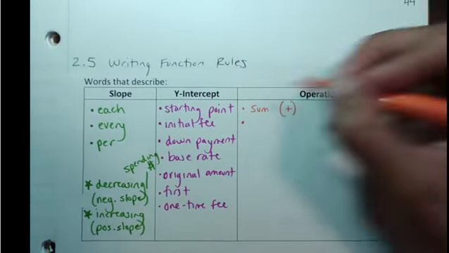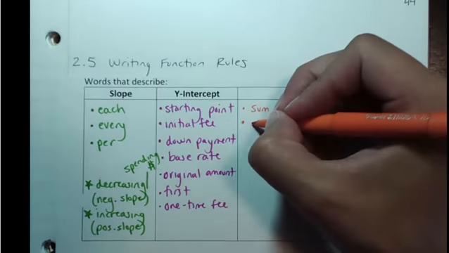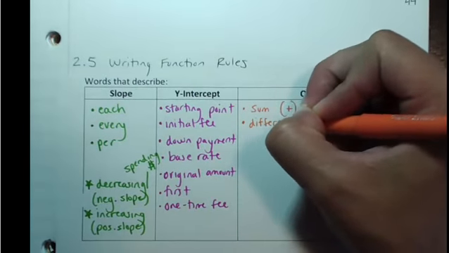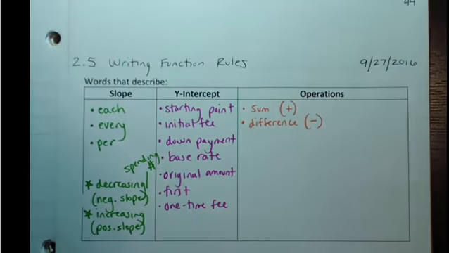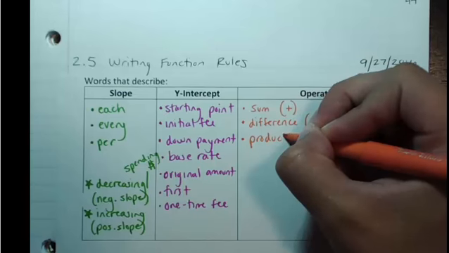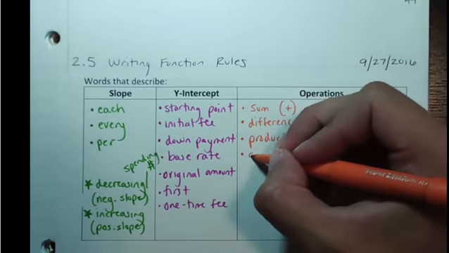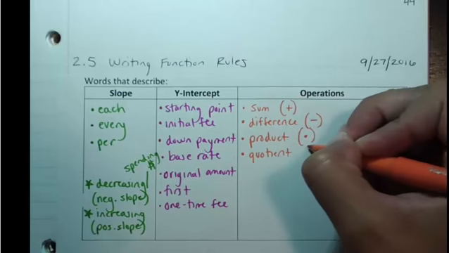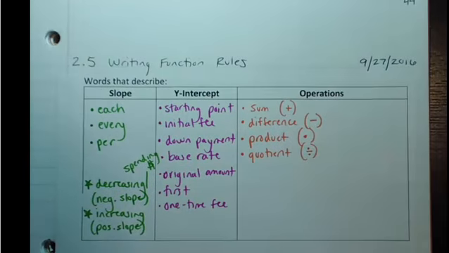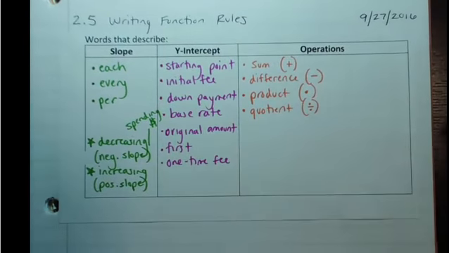What are some other operation words that you know? What's subtraction? Subtraction would be the difference. Multiplication between two numbers would be the product. And division would be the quotient. Okay, so you have to know those. Those are something that you've learned in years past, so those shouldn't be new.